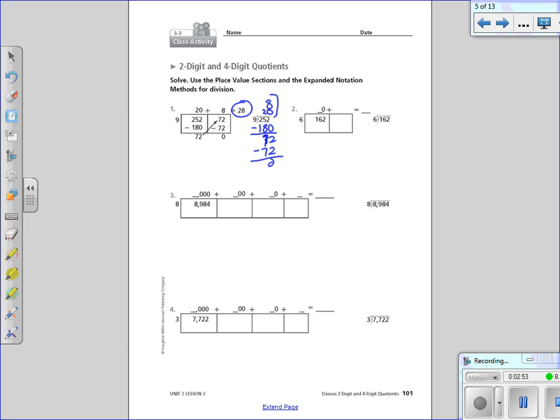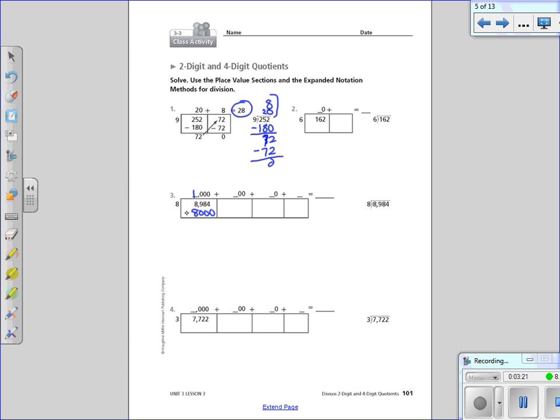I want you to try to do that for number 2. You can do that before or after you watch number 3. I don't care what order you do it in, but you just make sure you get number 2 done. Number 3 has 8,984 divided by 8. So we need to figure out how many times 8 goes into 8, or 8,000. It's going to go 1,000 times. 1,000 times 8 equals 8,000.